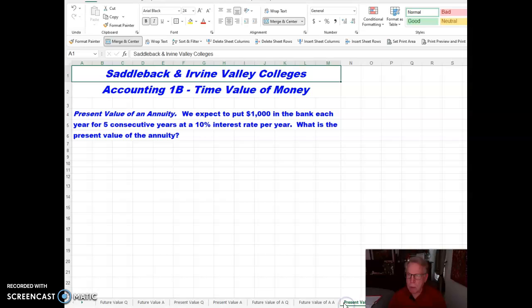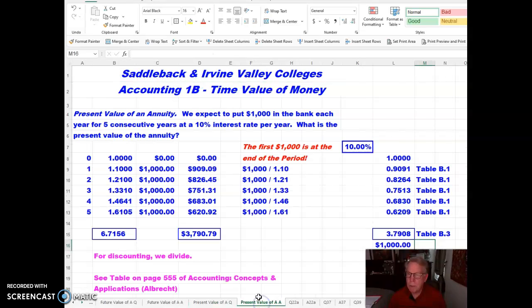But the present value, which we're more concerned with in this course: we expect to put $1,000 in the bank each year for 5 consecutive years at a 10% interest rate. What is the present value of all those payments? Well, we take the present value of each one of these $1,000 that we put in the bank, and they're worth increasingly decreased amounts, as you would expect, and we add them all up.